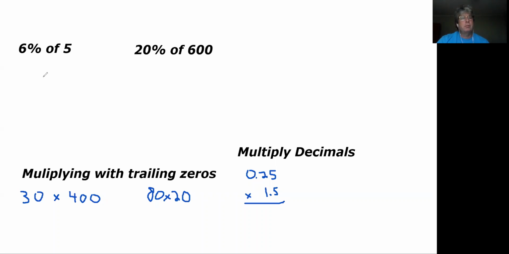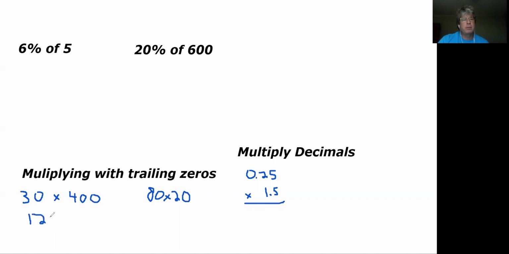So let's take a look at how we can work these percent problems out without a calculator. One of the easiest ways to do it is turning percents to decimals, because decimal multiplication is really not that hard to do. A thing I need to point out to you, if you're not already aware: when you multiply with trailing zeros, like if you have 30 times 400, really all you have to do is multiply the 3 times the 4, which is going to give you the 12.